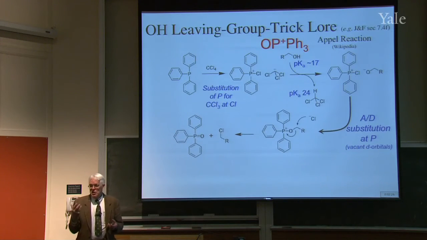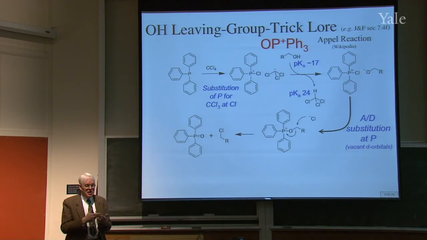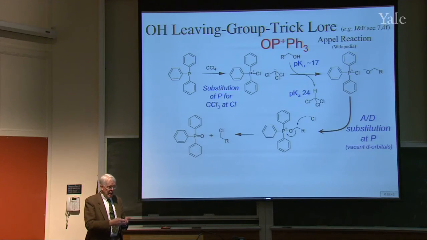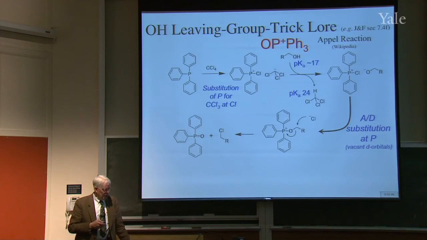You know, OH minus is a terrible leaving group, but we have lots of different ways of going at it. You can protonate it. You can use SOCl2. You can use the phosphorus chlorides or bromides, the phosphorus halides, and you can do this funny trick in the Appel reaction using triphenylphosphine and carbon tetrachloride.